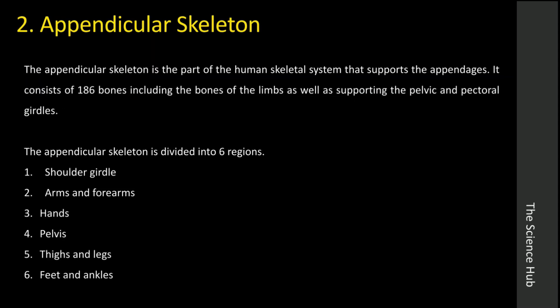So the second topic is the appendicular skeleton. It is a part of the human skeletal system that supports the appendages. It consists of 186 bones, including the bones of the limbs as well as supporting the pelvic and the pectoral girdles. The appendicular skeleton is divided into 6 regions that are the shoulder girdle, arms and forearms, hands, pelvis, thighs and legs bones, feet and ankles.